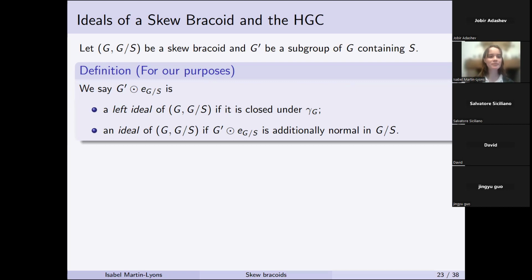So with that said, and I'm focusing on this coset setting just to make it a bit easier, if we let G/S be a skew bracoid, and we take a subgroup G' of G containing S, we say that G' acting on the additive identity is a left ideal if it's closed under the gamma function, and an ideal if the image of its projection is additionally normal in the additive group.